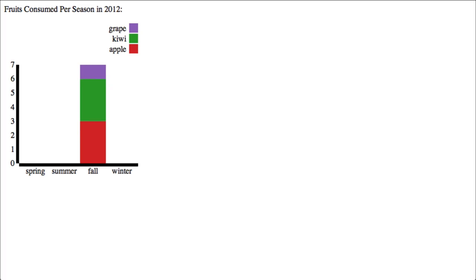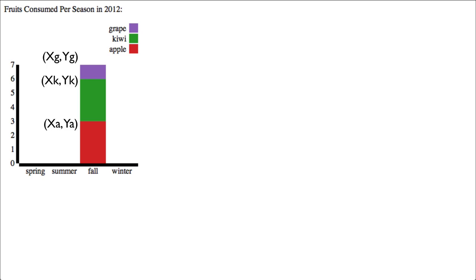On the y-axis, you can see the numbers 0 to 7 representing the total number of fruits eaten. On the x-axis, you can see the 4 seasons of the year: spring, summer, fall, and winter. The 3 types of fruits are grapes, kiwis, and apples. We focus in on the fall bar. You can see that the red rectangle is at the bottom, then the green rectangle is in the middle, and lastly the purple rectangle is at the top.